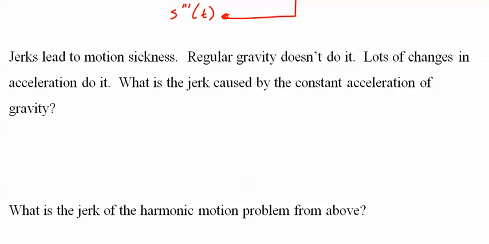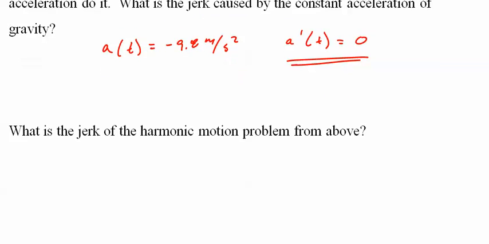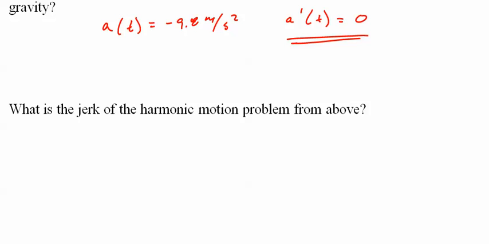What is the jerk caused by the constant acceleration of gravity? Well, acceleration due to gravity is negative 9.8 meters per second squared. The derivative of acceleration is 0. So gravity does not make us feel a jerky motion. It's a constant. If you're falling through the air, you feel a constant pull straight down. You do not accelerate. You don't really change direction much. That's about it.